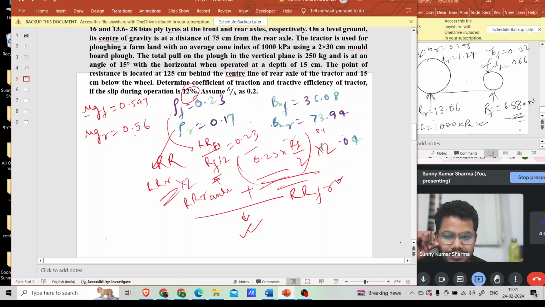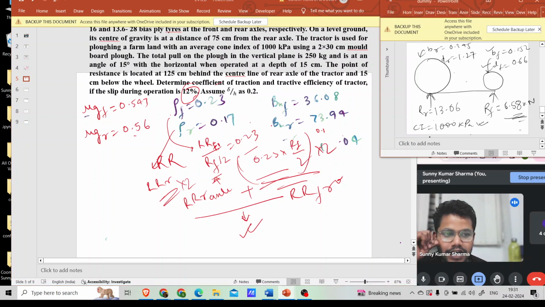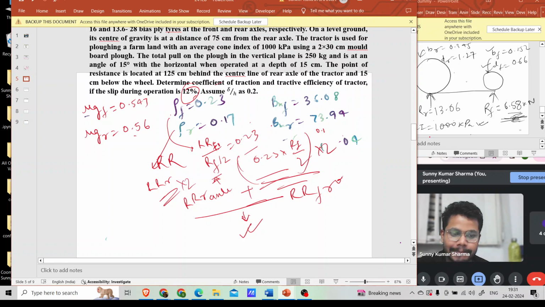Now, we should be having both the axles, rear axle as well as the front axle. Yes, RF is for the front axle, not for one front wheel. If you divide it by 2, you will get it for one wheel. This we have calculated for one wheel. So in order to get one axle, we should be multiplying 0.23 with 2. After that, by adding both the axles, the front and the rear, you get the overall total.